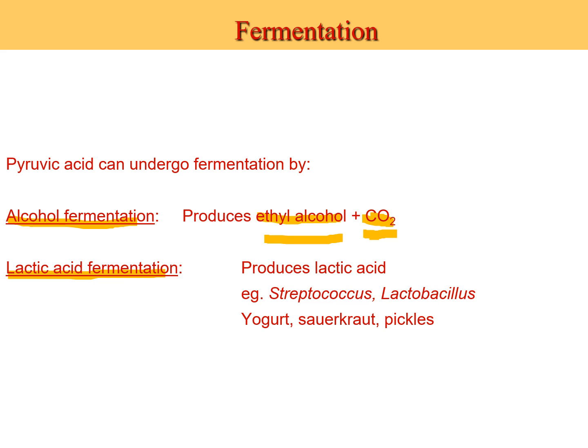In lactic acid fermentation, you get lactic acid production, and some examples of bacterial genera that can carry out lactic acid fermentation include Streptococcus and Lactobacillus. End result is yogurt or sauerkraut or pickles or cheese. All of these are the result of lactic acid fermentation.